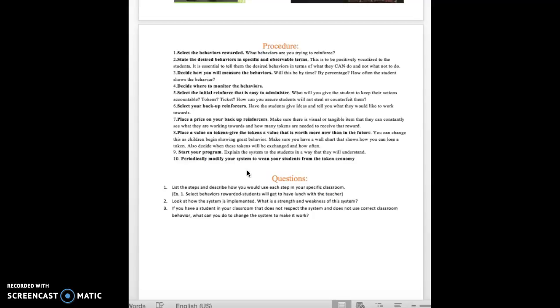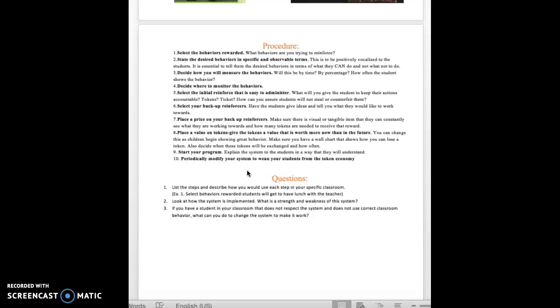So four, decide where to monitor the behaviors. So this is like what we were talking about earlier where the students can utilize it inside the classroom and outside the classroom. So they can use it in their gym class, they can use it in their art class, they can use it during lunch, they can use it during recess. Where do you as the teacher want them to monitor the behaviors?